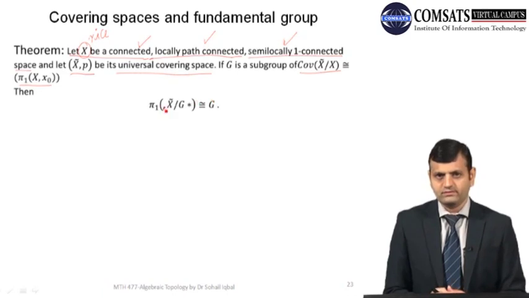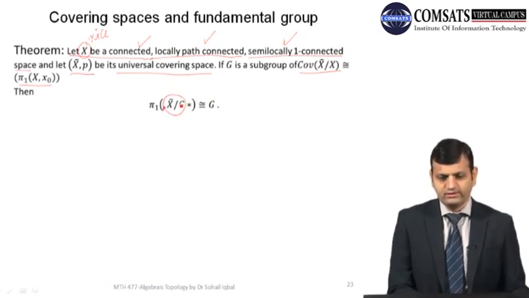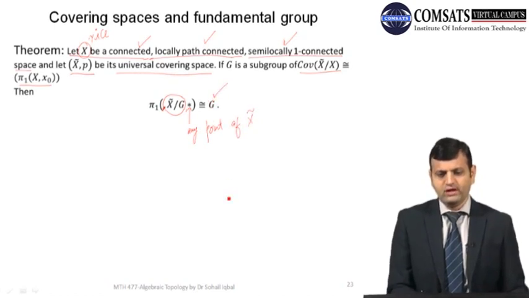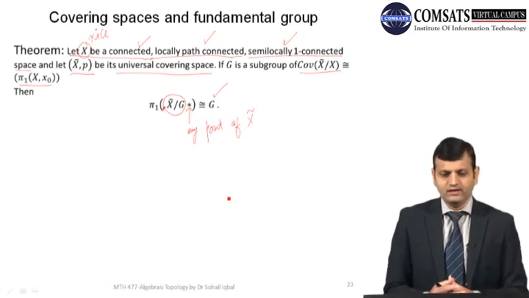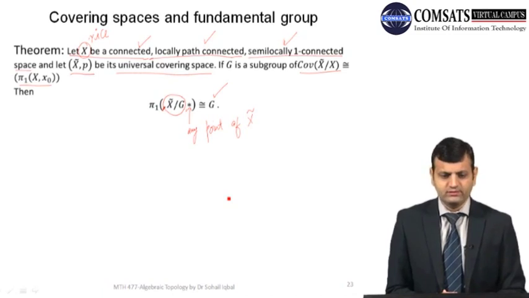Then the fundamental group of the quotient space X tilde quotient G, at some point X star, because it is path connected so we can just take any point, where X star is any point of X tilde, is going to be isomorphic to G. So this is an extremely important result where we have used the notions of quotient, fundamental group, covering spaces, and many other things.